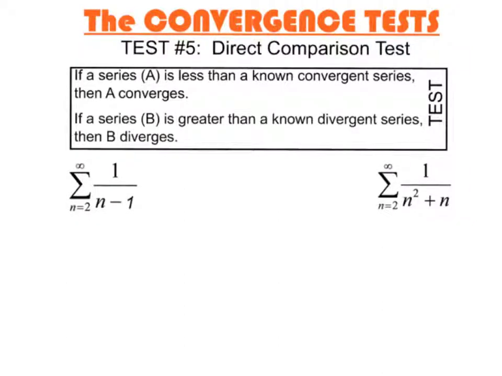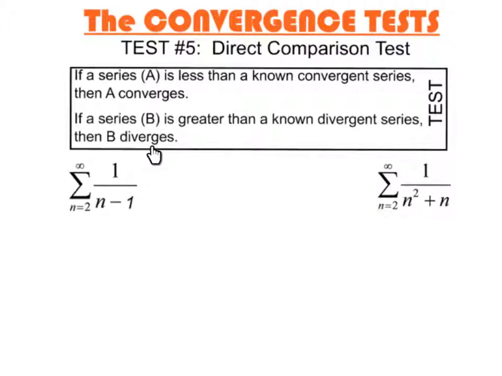Now, the direct comparison test is one that's very useful, and it really gets more and more useful the more different kinds of convergence tests you know. The idea is pretty simple. If I have a series that I can show is less than another series I know to converge, then my series converges. If I have a series that's greater than a known divergent series, then my series diverges.